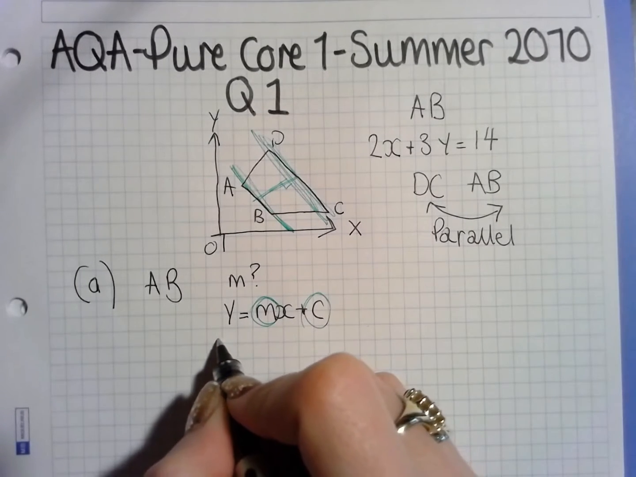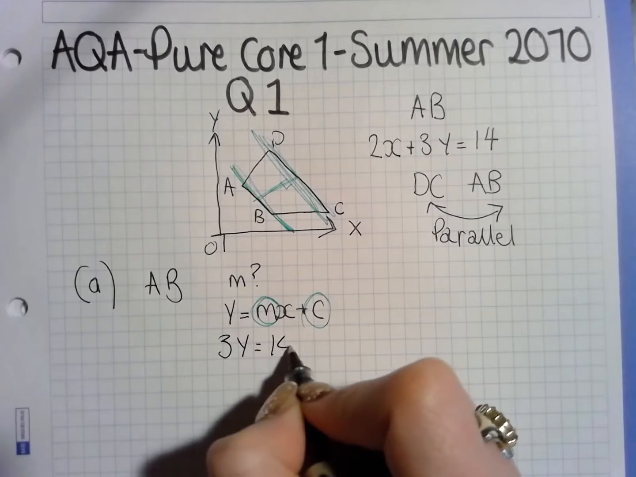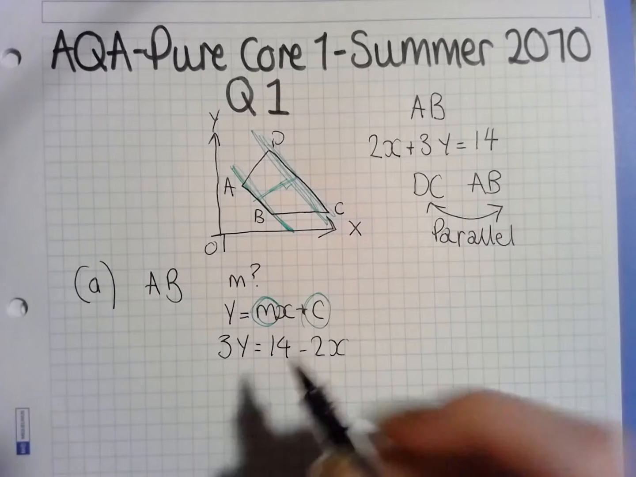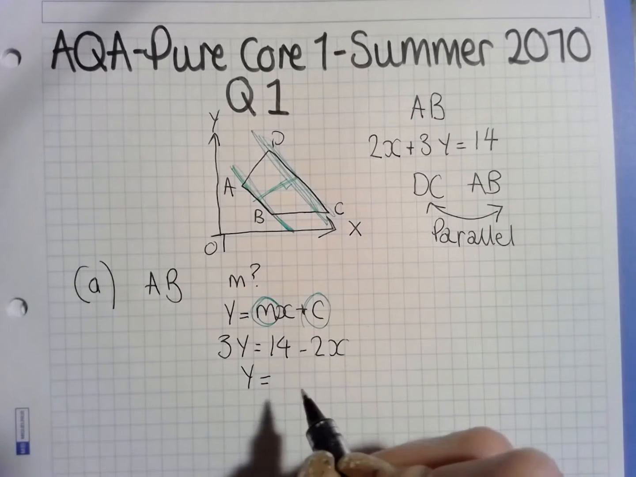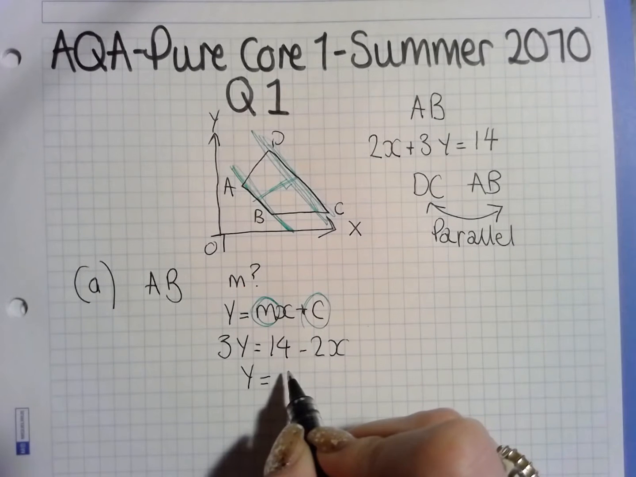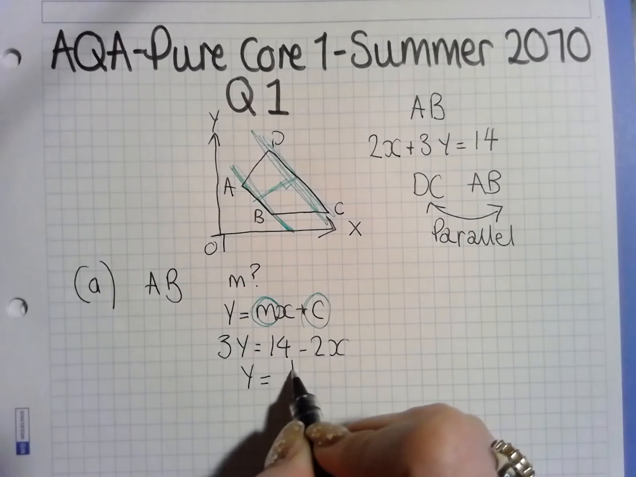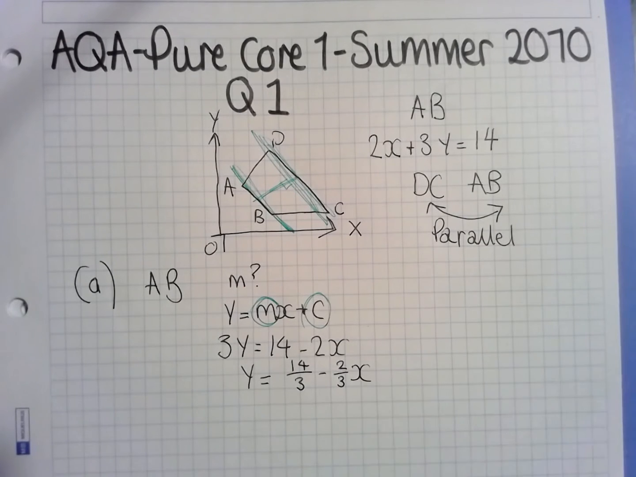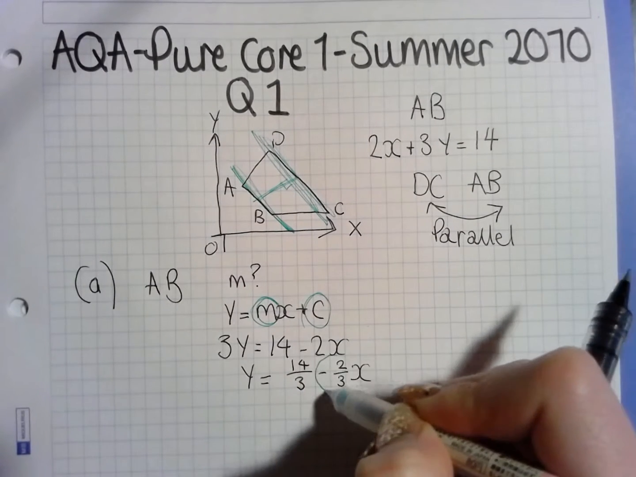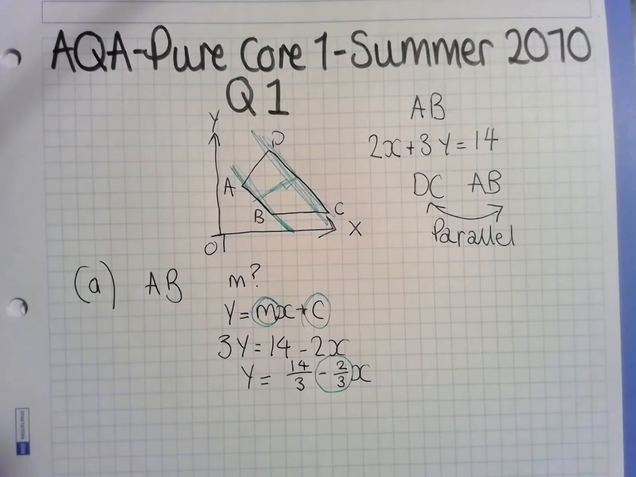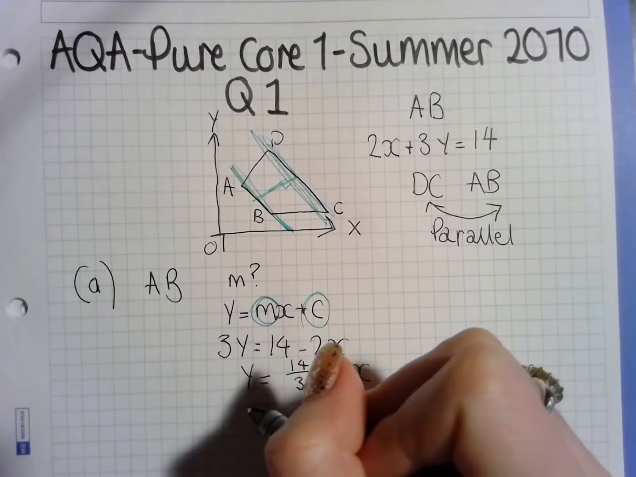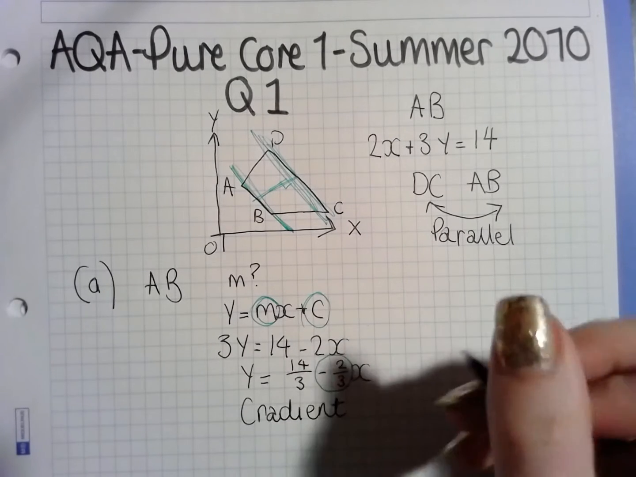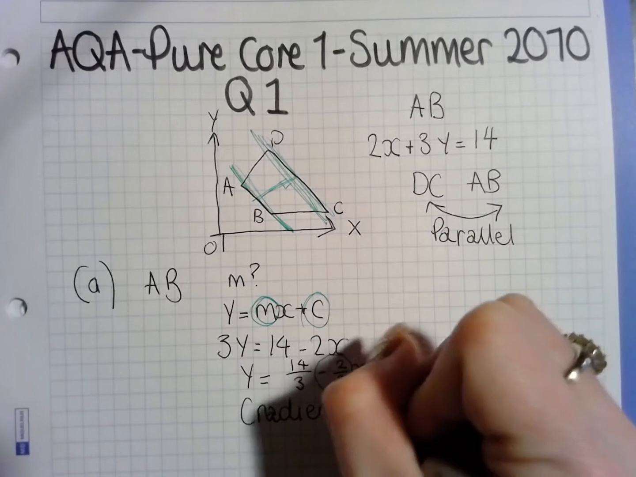So let's go 3y equals 14 minus 2x, and I've literally just moved the 2x onto that side there. And then y equals 14 over 3 minus 2 over 3x. Therefore, the gradient is minus 2 over 3. And it's worth writing that down just to confirm to the examiner that you understand that.